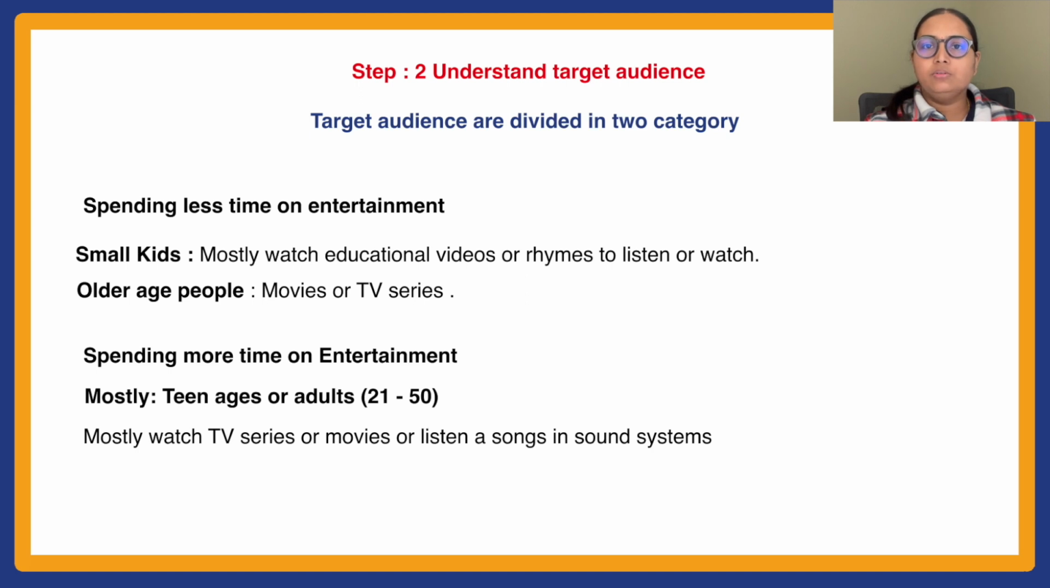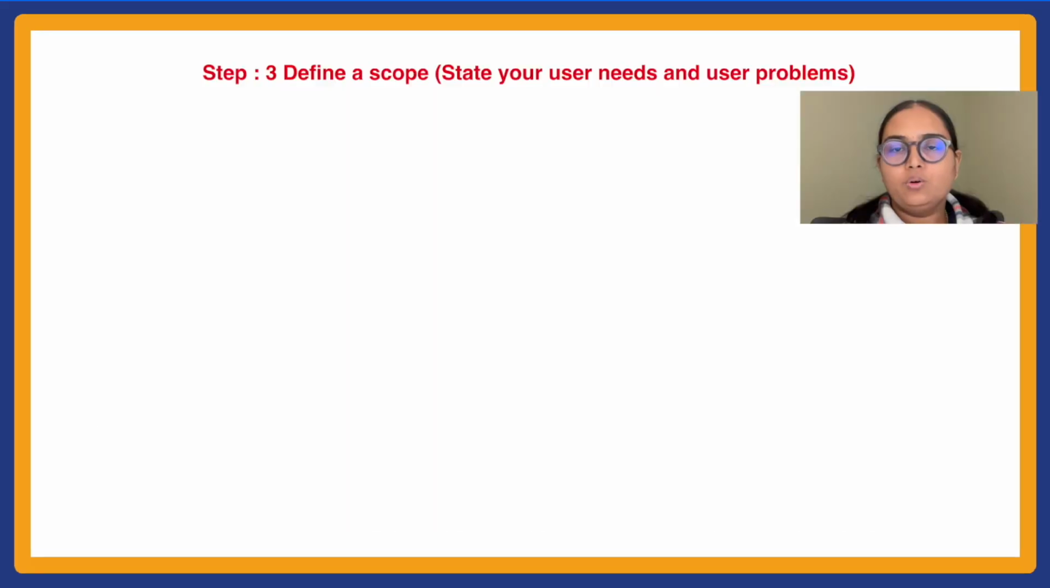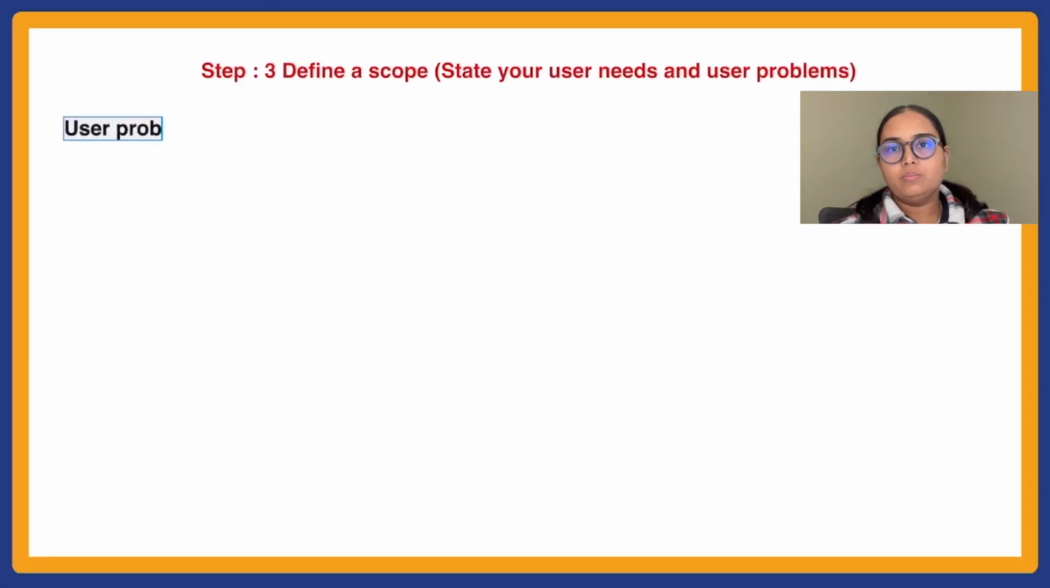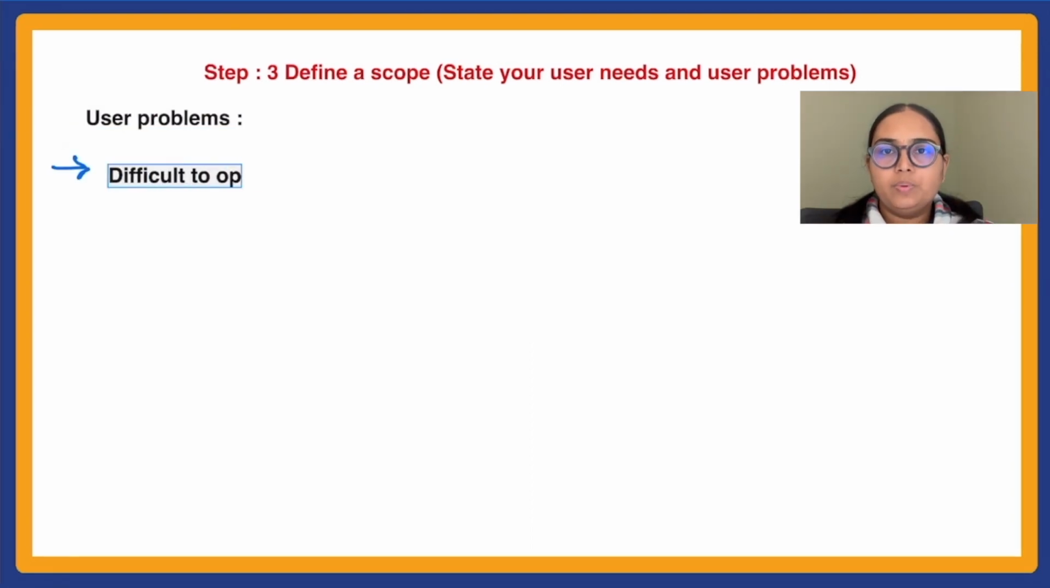Now we are going to work on another step of solving a whiteboard design challenge, which is define the scope. Define the scope means stating your user problems and needs. First, we will talk about the user problems and then we will go to their needs. It's difficult to operate multiple remotes for TV and sound systems.